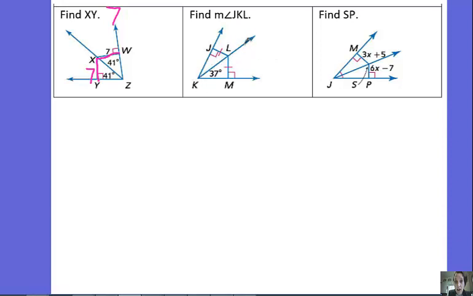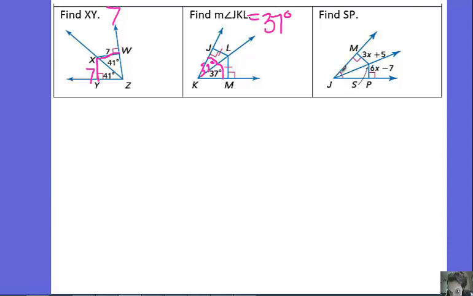And then finally, right here, this little curvy and this little curvy are telling me that this JS is the angle bisector. So that means that if S is a point on that angle bisector, it's going to be equidistant to the sides of the angle. So that means that MS and SP are going to be congruent. So I can set them equal to each other. 3x plus 5 should be equal to 6x minus 7.